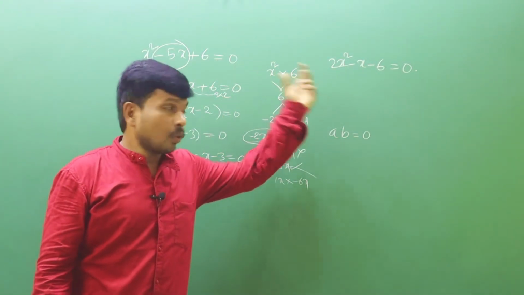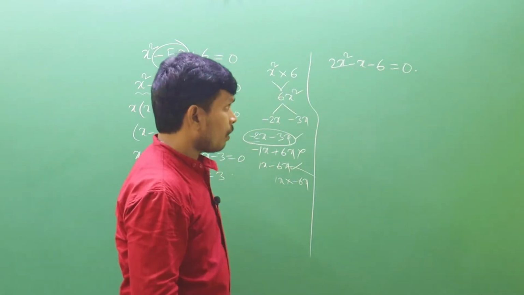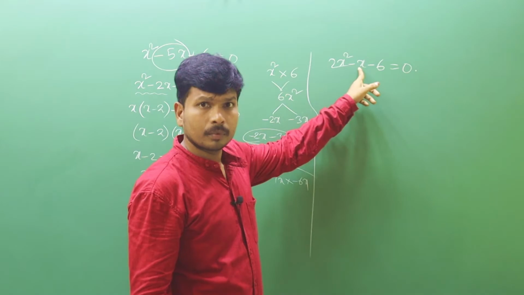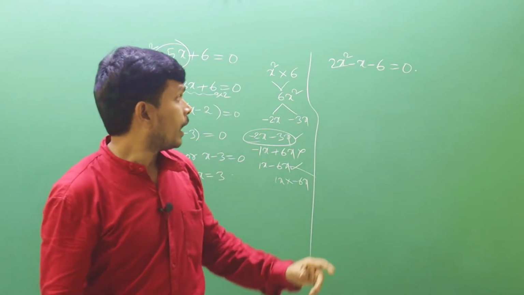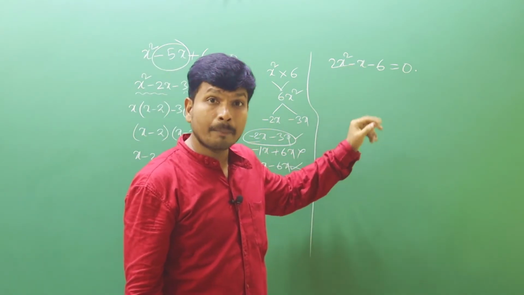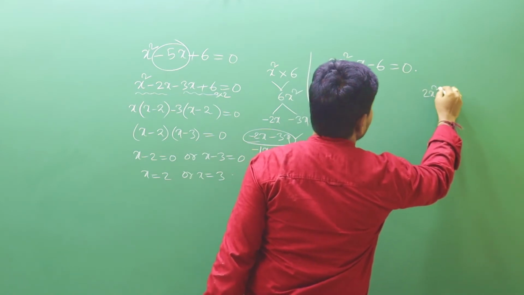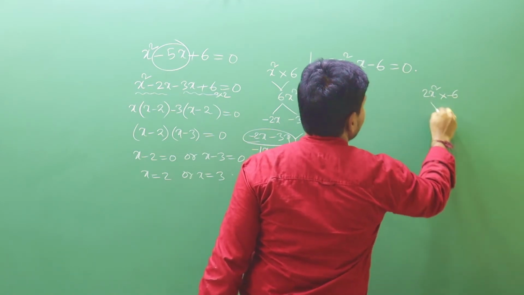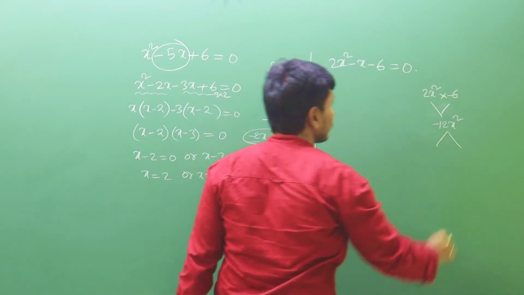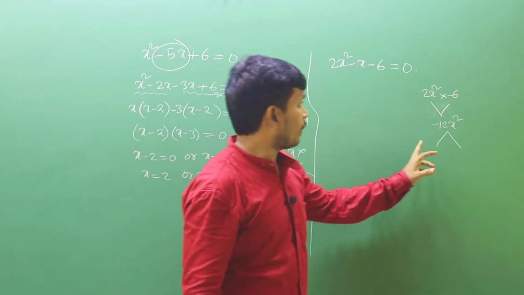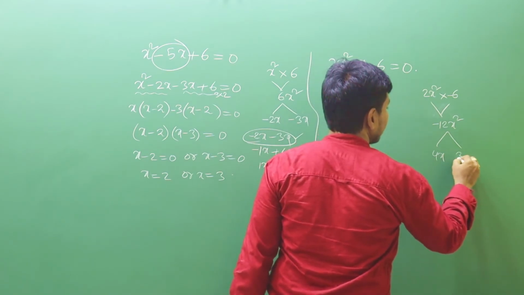Solve this problem: 2x square minus x minus 6 equal to 0 using the factorization method. What is the first step? Splitting the middle term. To split the middle term, how many conditions must you follow? 2 conditions. What are they? When added, you must get minus x. When multiplied, you must get the product of the x square term 2x square and the constant term minus 6, which is minus 12x square. How to split it? When we add, minus x must come. So easily you can understand 4x and 3x.